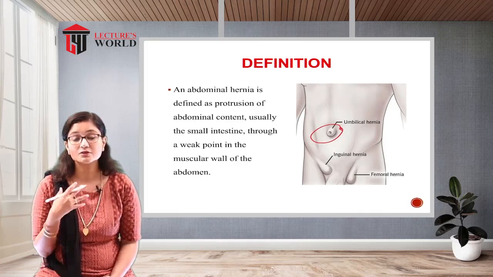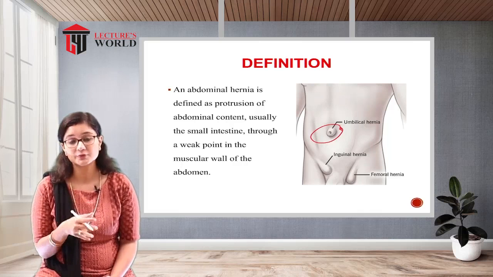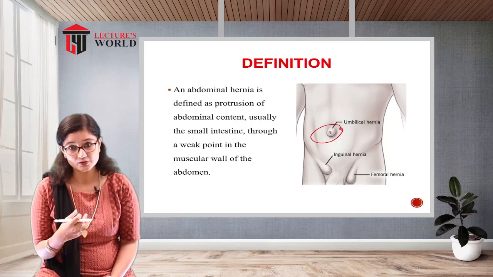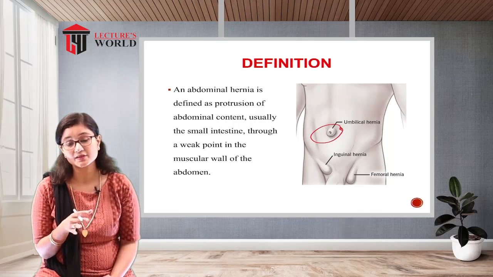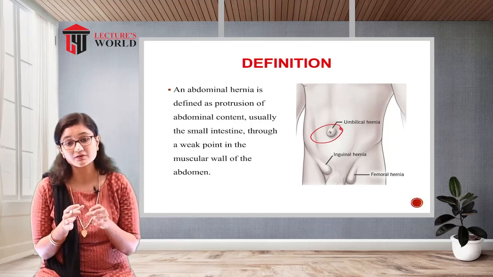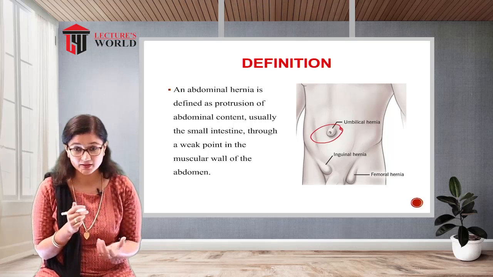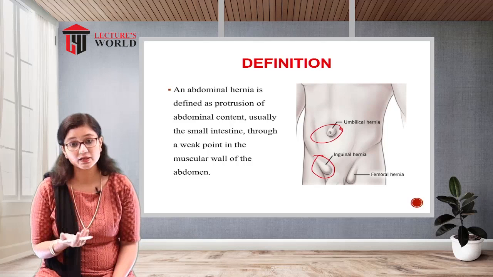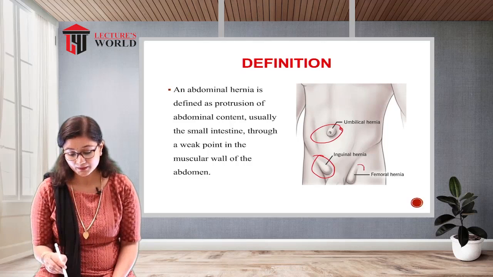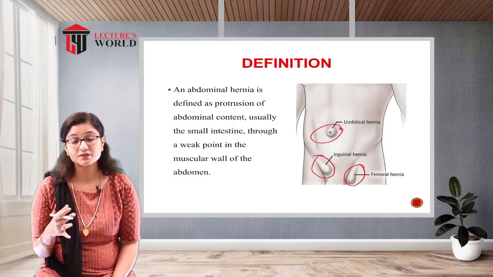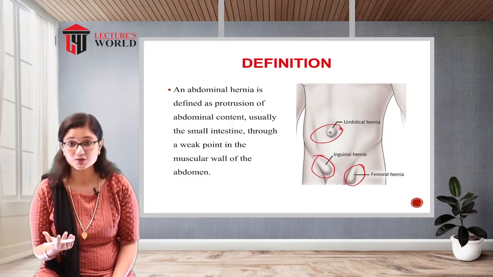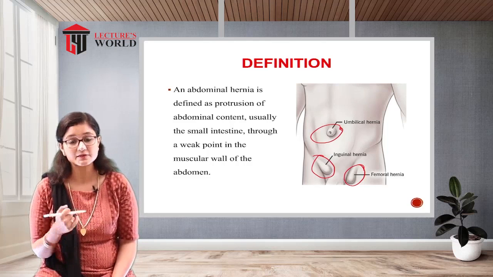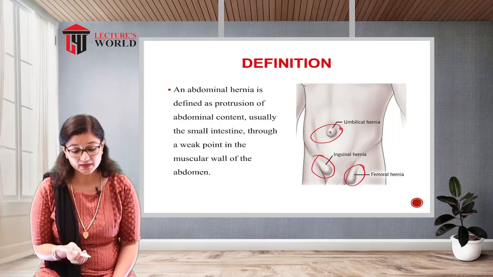The organ or the tissue of the abdomen is being pushed outside. If it comes out at the umbilicus, it will be called an umbilical hernia, and in the inguinal canal, an inguinal hernia. If it comes in the femoral region, we'll call it a femoral hernia. There are various types of hernia, we'll see that further, but let us understand the definition.